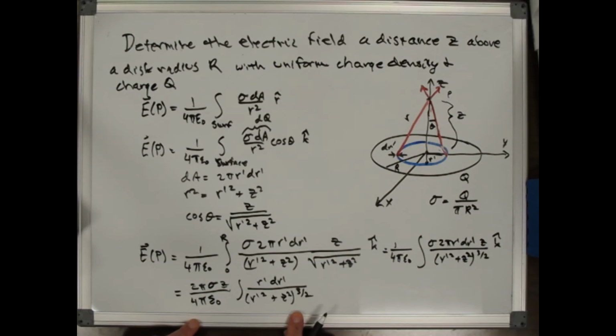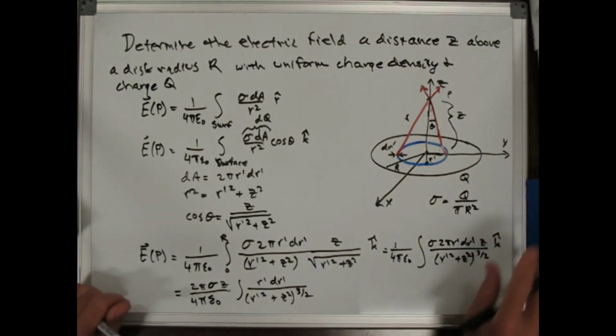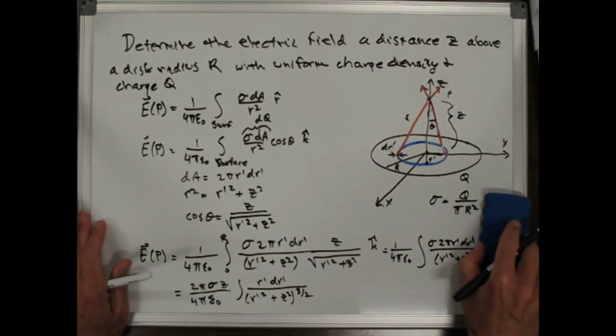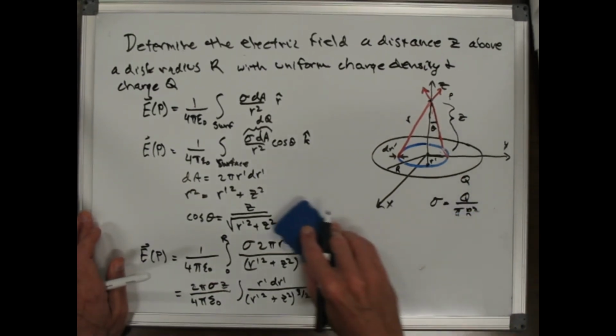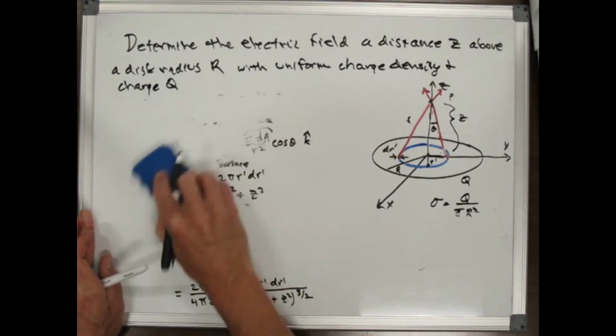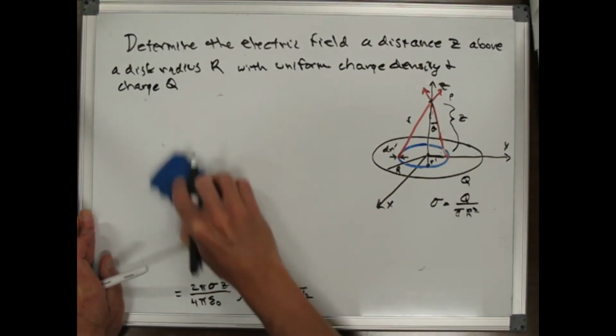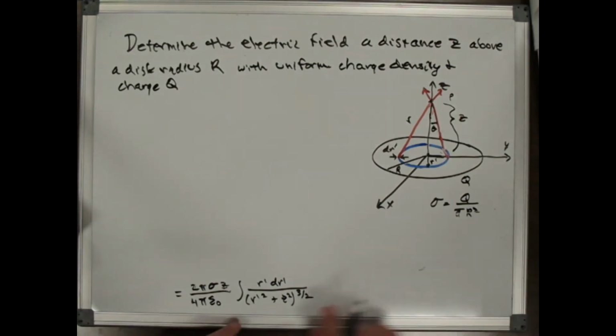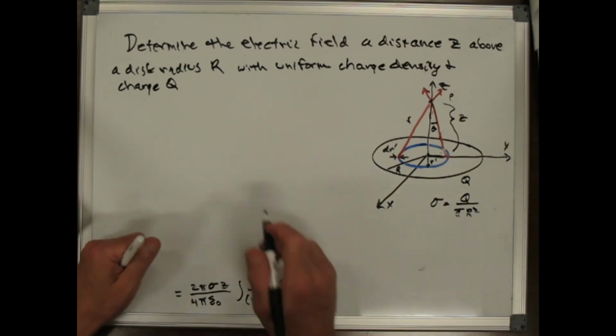And this is a lookup integral, and so I'm just going to look that one up and write it at the top. But this isn't too bad, right? Because if this is a u, that's a du, right? The r prime squared I could just call u, and the z squared is a constant, and then du would be 2 r prime dr prime. And so you can see this is a pretty simple expression to integrate.